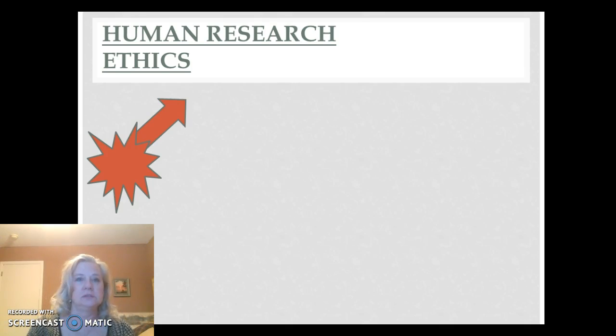We've looked at Zimbardo's study on social roles and the fundamental attribution error in the prison simulation, and we've looked at Milgram's study on obedience. And now we're going to look at human research ethics. And I have a big red star with an arrow because these are actually really, really important to remember.